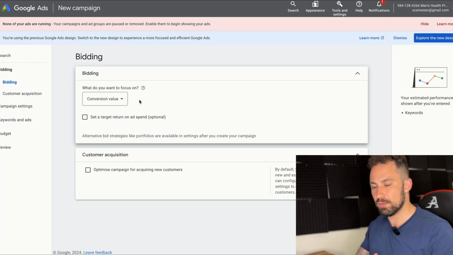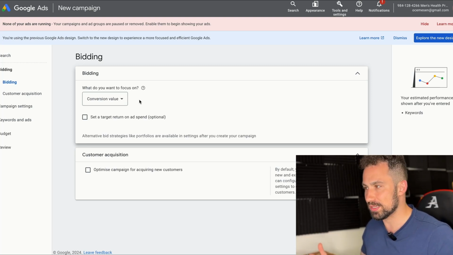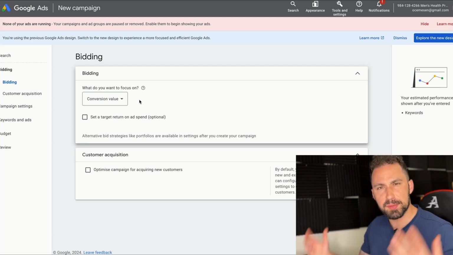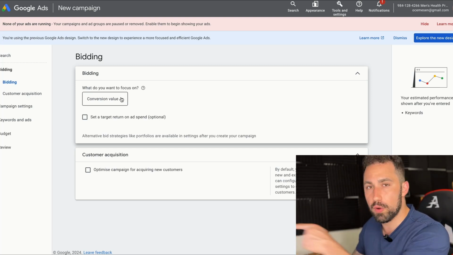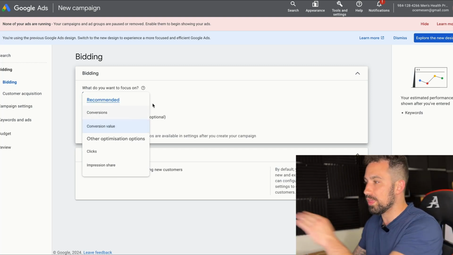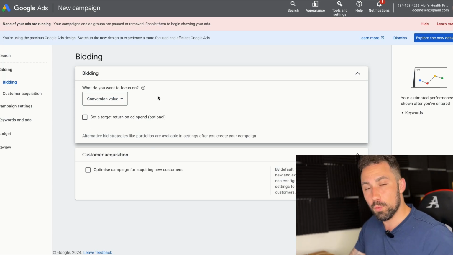But if you're selling a range of t-shirts and your price point is like $40 to $50, there's not much of a difference. I don't suggest you use conversion value. I suggest you go with conversions. That's going to be way, way, way better.